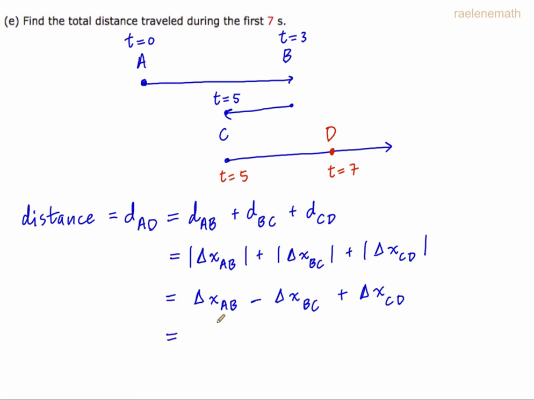And now recalling our definition of displacement or change, it's going to be the final minus the initial. So this is x at B minus x at A.